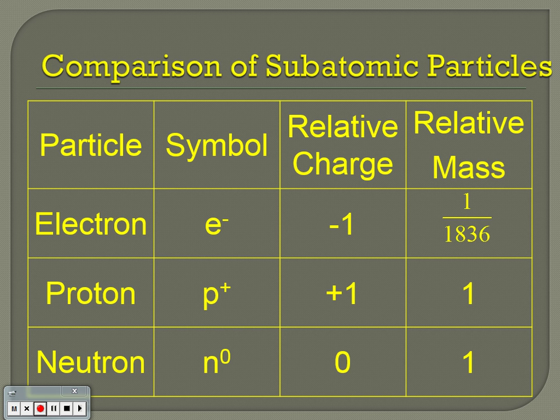What's in the nucleus? Are the electrons in the nucleus? No. What's in the nucleus? Protons and neutrons. And we can see from this chart that's why, right? Because neutrons and protons are about the same mass as each other, but much, much bigger than electrons. Okay? Good there? Okay. All right.